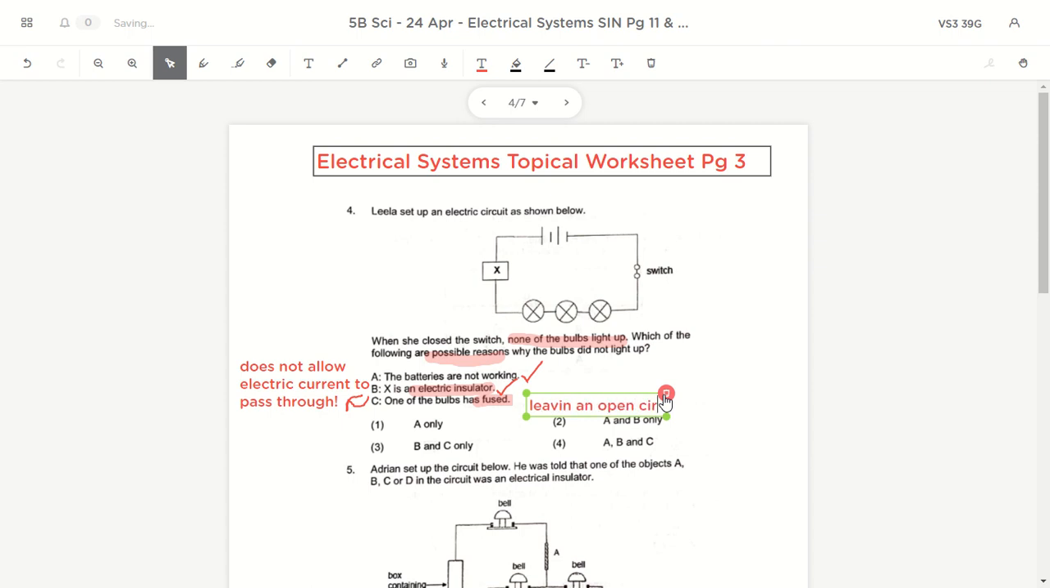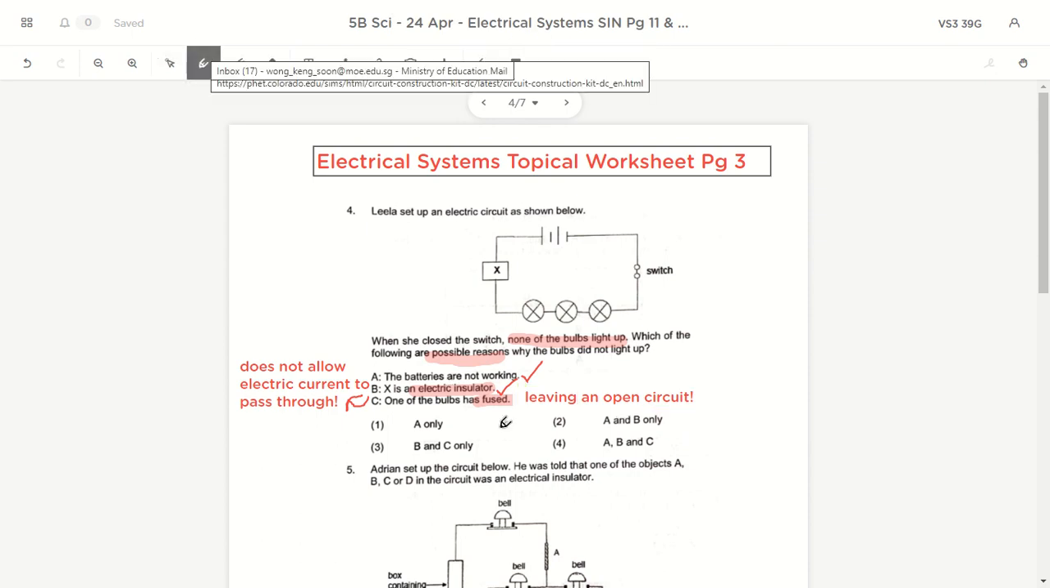So for each of the points given, there is some thinking involved. Write them down so that you know the bigger picture of the question. You don't just read and read. There are things that you can write down. This one, telling me that the bulb has fused, also tells me that it leaves an open circuit, which is why the light bulb doesn't light up at all. So all 3 are possible reasons. So A, B, C, the answer is 4.